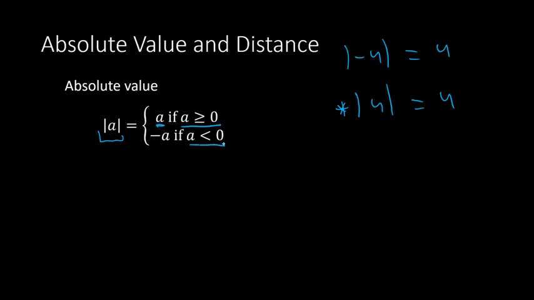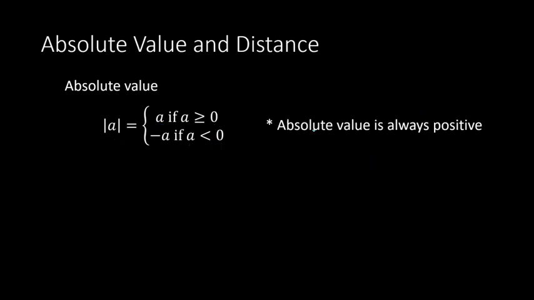But if a is less than 0, which would be like the -4 up here, if you put that in the absolute value, what happens is it changes the sign. It's going to become -a. So if it was a -4 on the inside, now it becomes the opposite of -4, which would be a +4. So that is showing that it's changing the sign if a is less than 0. So bottom line, absolute value is always going to be positive.